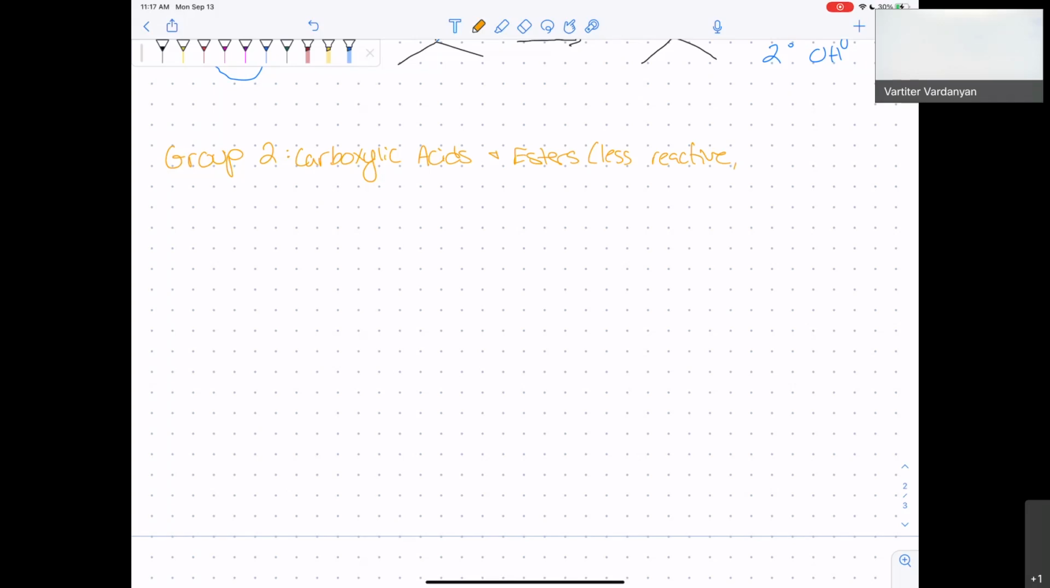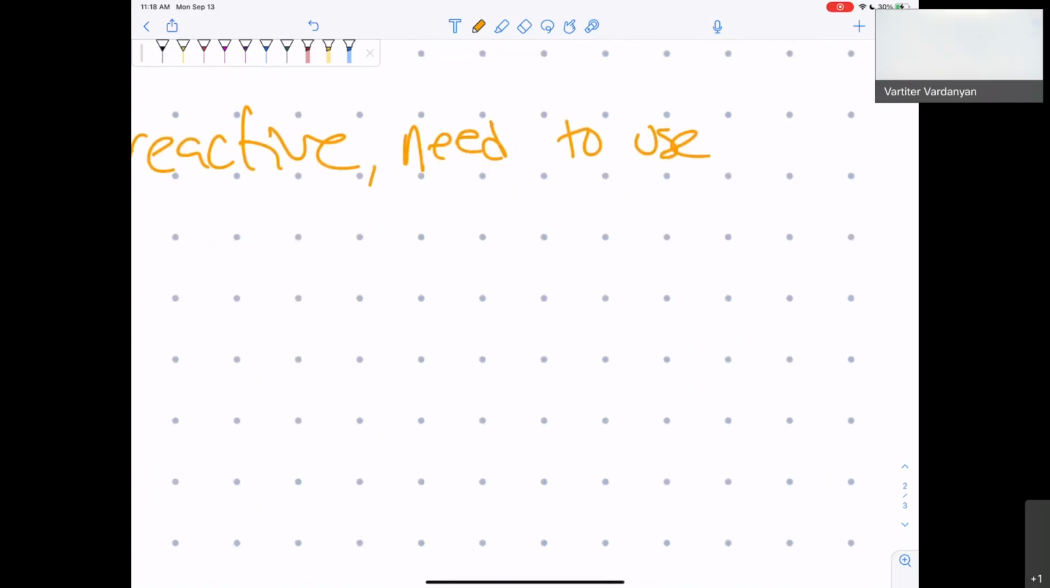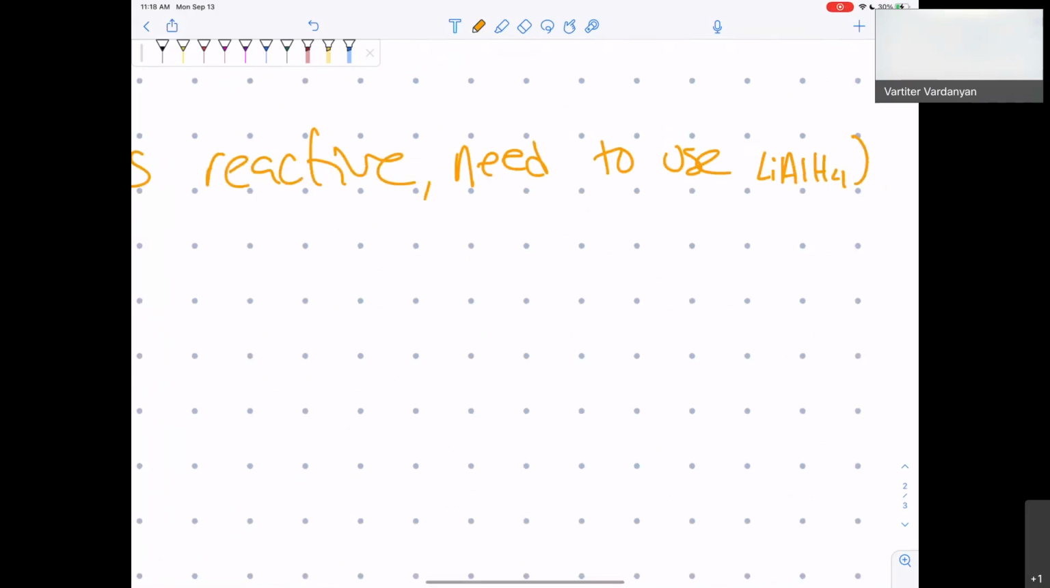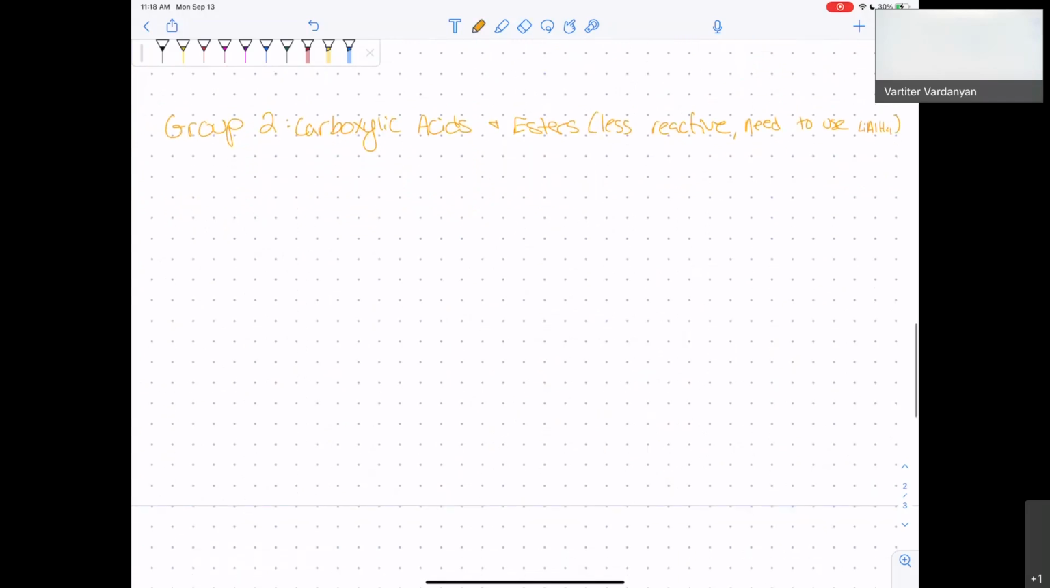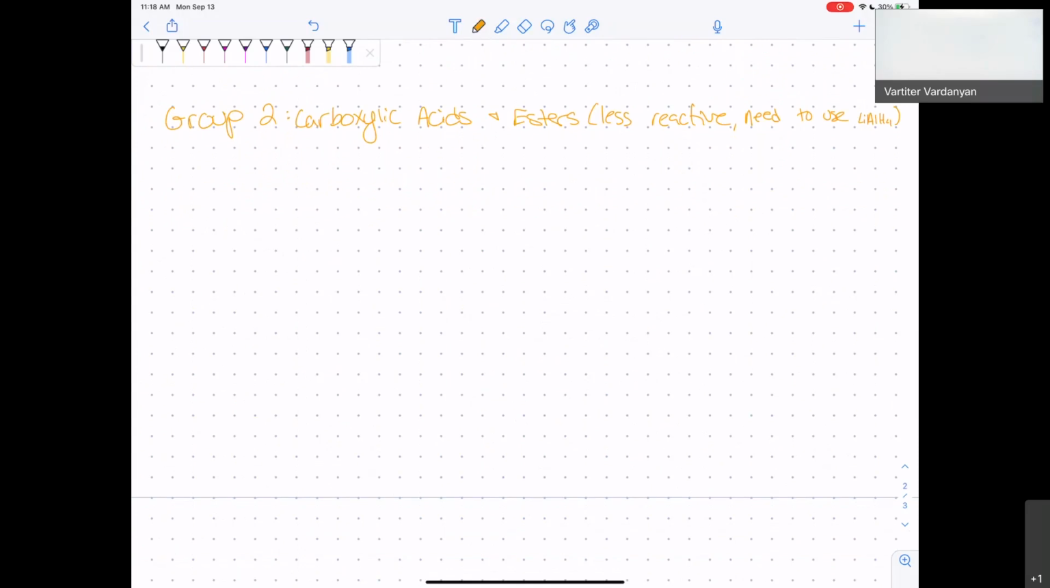The weaker one or the stronger one? The stronger one. So it needs... Which one is stronger? Yes. I had to zoom in because I couldn't see that. Less reactive and need to use LiAlH4. So we know that carboxylic acids and esters are less reactive than aldehydes and ketones. Does anyone have any idea why?